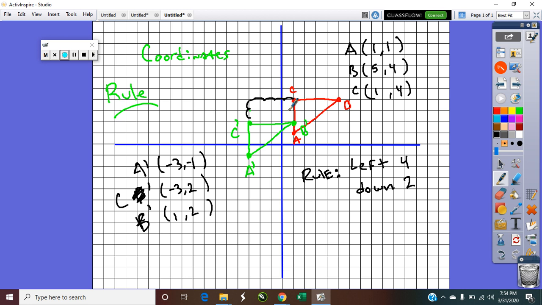If it's easier for you guys to just count to make the rule, that's fine. Either way is good with me. I hope that makes sense, and I will attach your worksheet to the Moodle assignment below, and make sure you write the coordinates and the rule for each one of these.